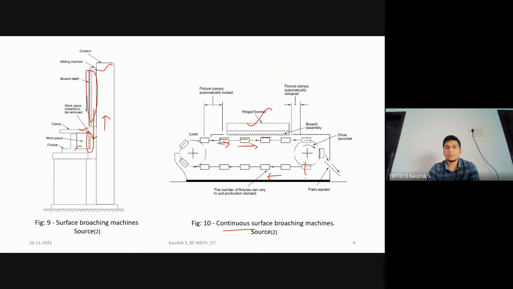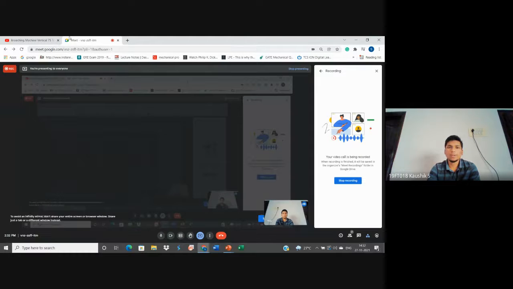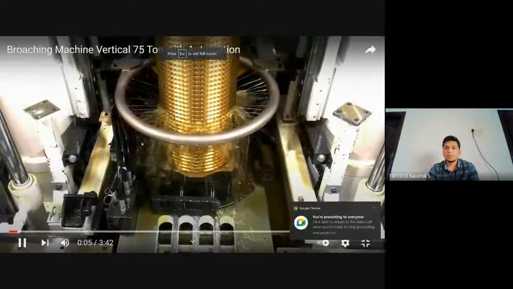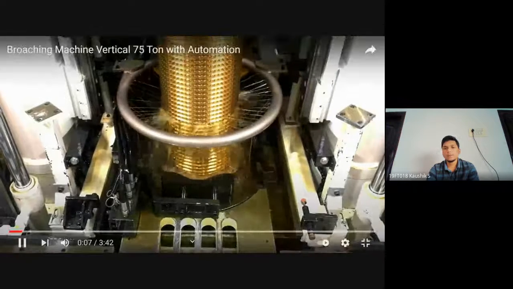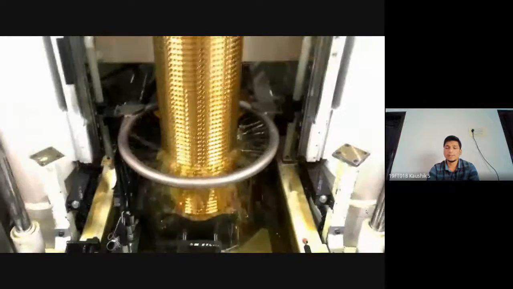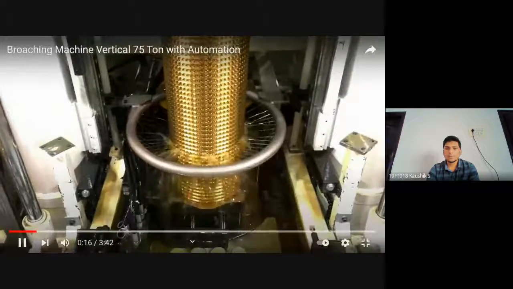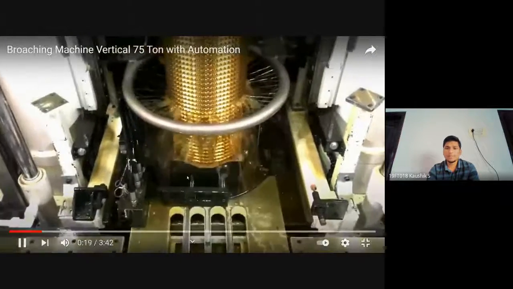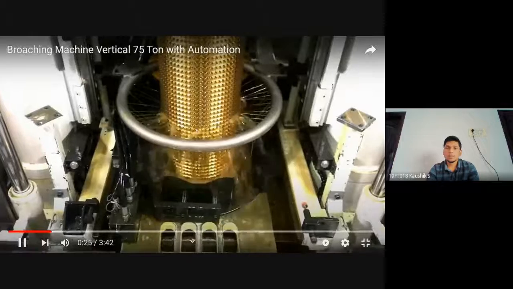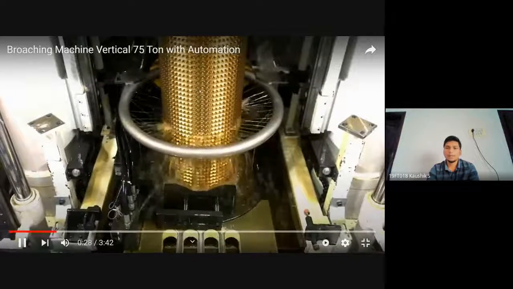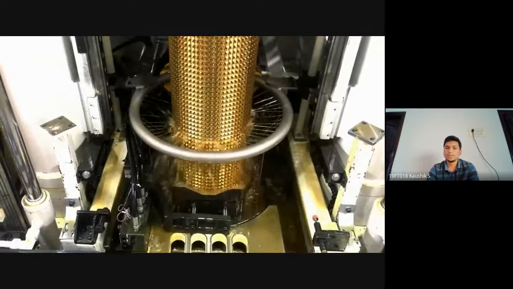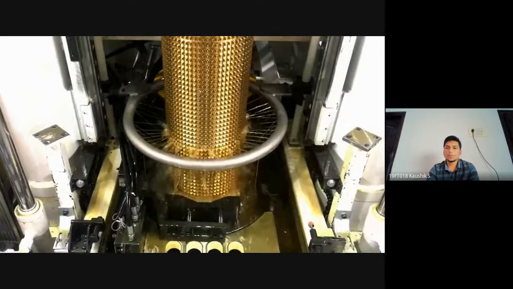Now let me show a small video to explain the broaching process. In this video, you can see that a vertical push broaching machine is used to create internal splines. The workpiece is held firmly using the fixtures. And this is the broach tool; its length is very high because the complete machining process is completed in a single stroke. So the tool is very tall.